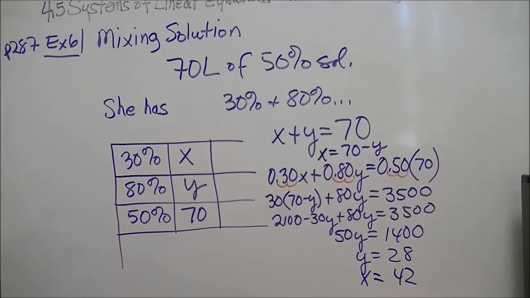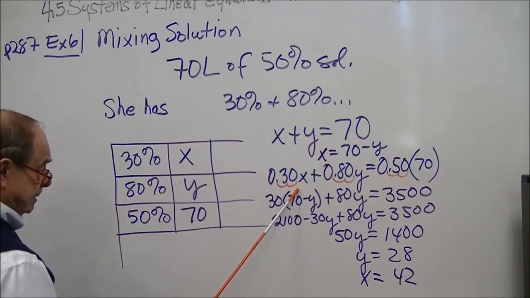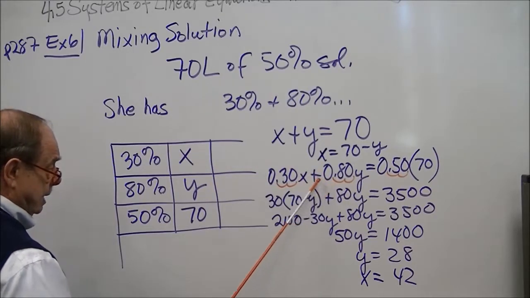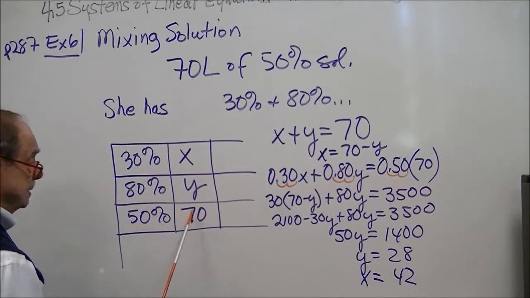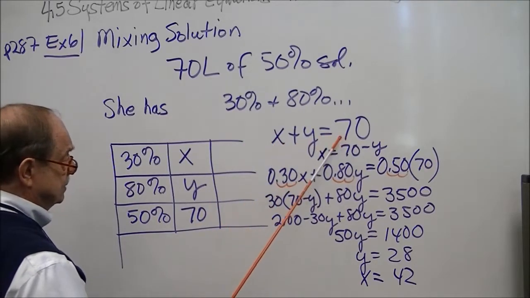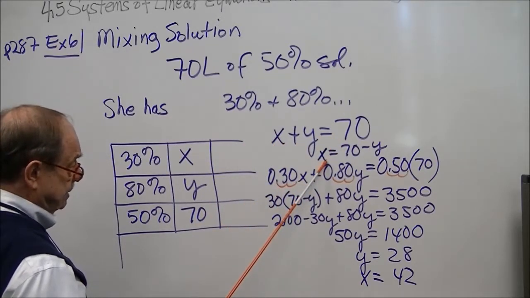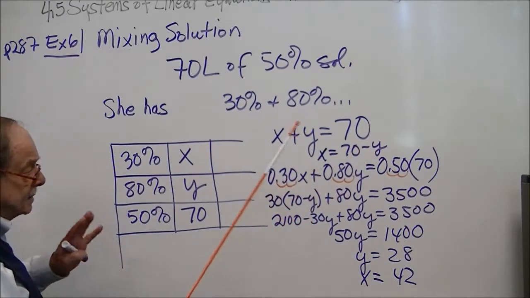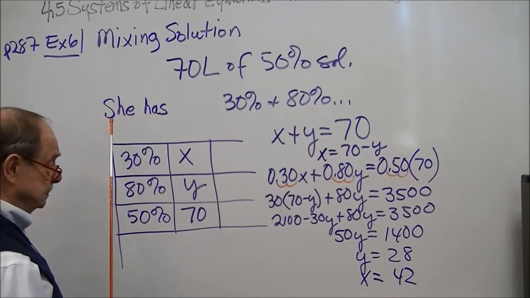So what would our equation be? Well, 30% of x, which is this, plus 80% of y is going to equal 50% of 70. And this is the marvel of algebra. By coming up with this equation and then grinding it out, you end up with an answer. Now notice this is the key here. x plus y equals 70. So we're going to solve for x. So x is 70 minus y. That's very similar to what we did in chapter 2.